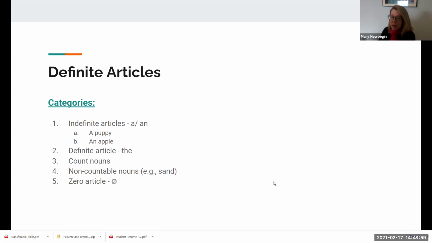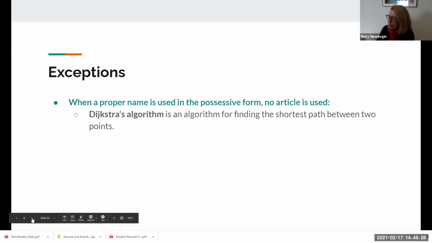Sand is generally a non-count noun. Things that are powdered or granular, like sand or rice, are generally not things we would count. But in some instances, we do count them. For example, I could say, sand can run through my fingers. Or I could say the sands on the beach on Oahu are different than the sands in New Jersey.